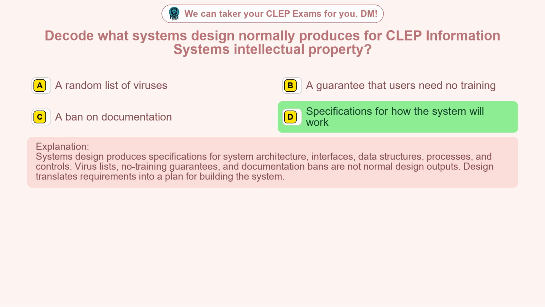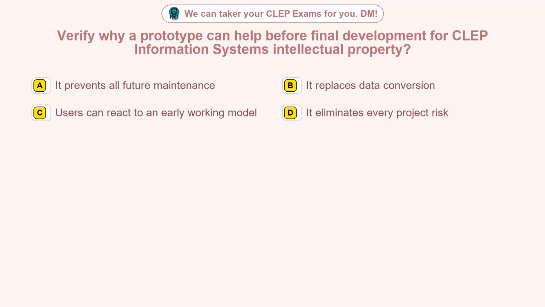Virus lists, no training guarantees, and documentation bans are not normal design outputs. Design translates requirements into a plan for building the system. Question 68. Verify why a prototype can help before final development for CLEP Information Systems intellectual property.